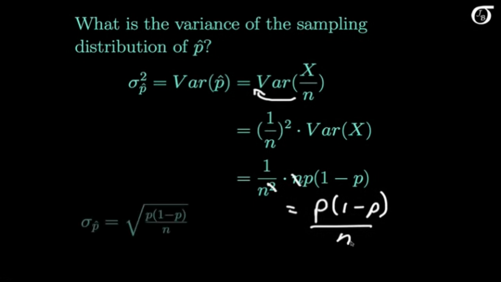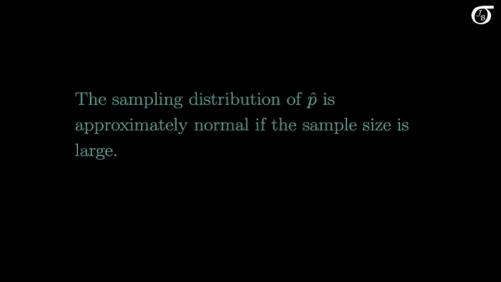The standard deviation of the sampling distribution of p hat is just the square root of that. The square root of p times 1 minus p over n. The sampling distribution of p hat is approximately normal if the sample size is large. This is, once again, the central limit theorem at work.